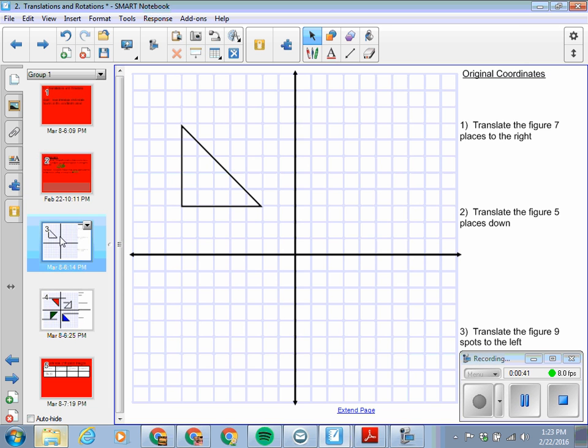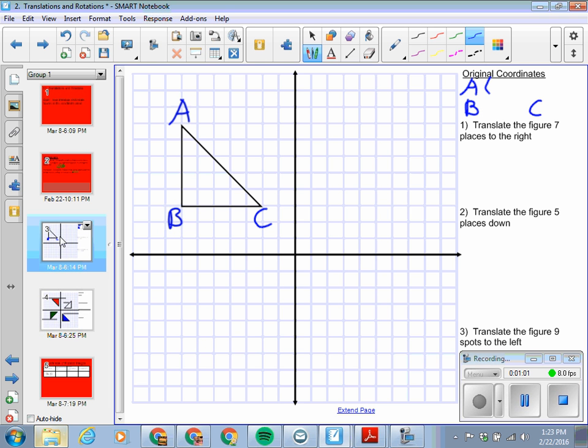We will start with a translation. Like we did with reflections the other day, we're going to name our original coordinates. I haven't put them on there, so I'm just going to go ahead and label A here, B here, and C here. We're going to name these coordinates so you guys can see how this all works together.